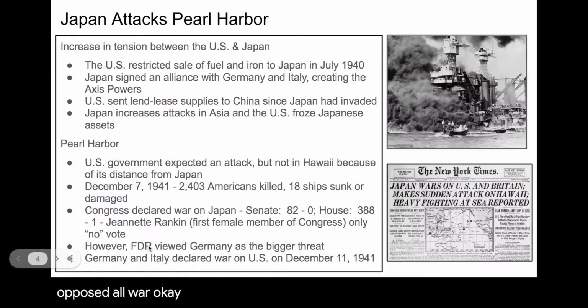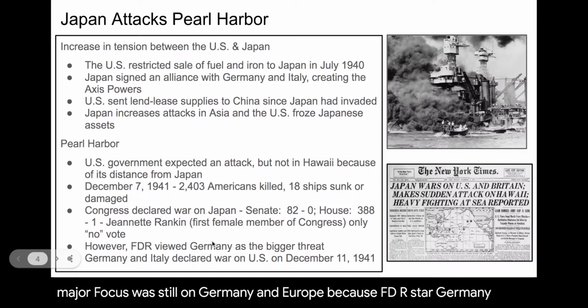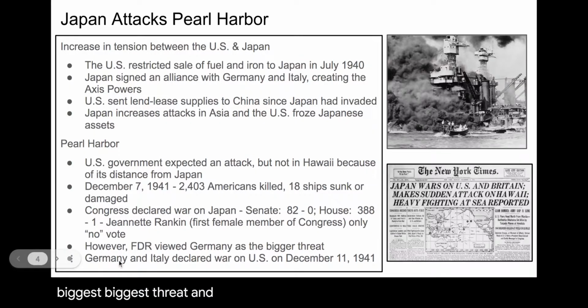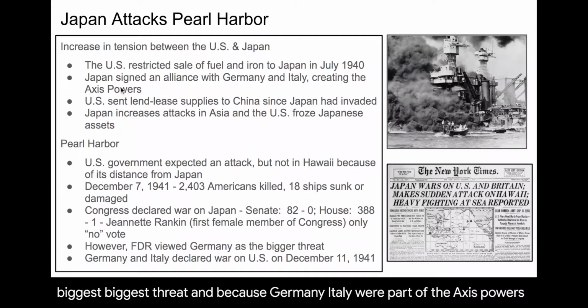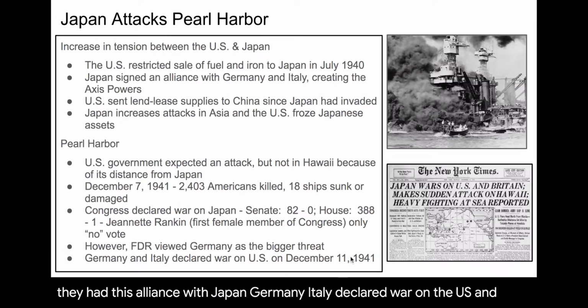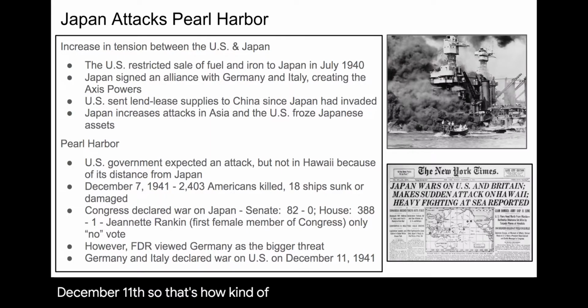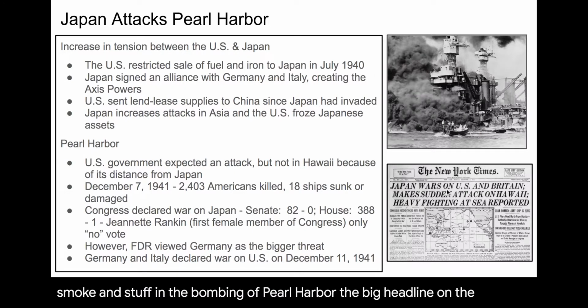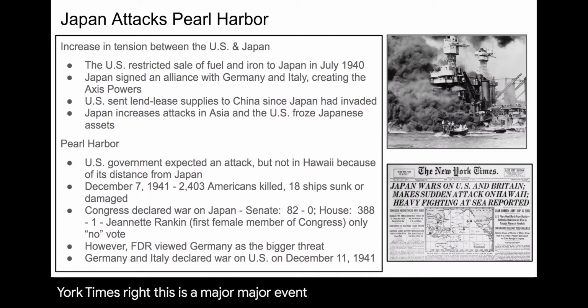Okay. But even though the United States declared war against Japan, its major focus was still on Germany and Europe because FDR saw Germany as the biggest threat. And because Germany and Italy were part of the Axis powers, they had this alliance with Japan. Germany and Italy declared war on the US on December 11th. So that's how the United States became involved in both World War II in Europe and in the Pacific against Japan. We see some pictures here of all the smoke from the bombing of Pearl Harbor, the big headline in the New York Times, right? This is a major, major event.